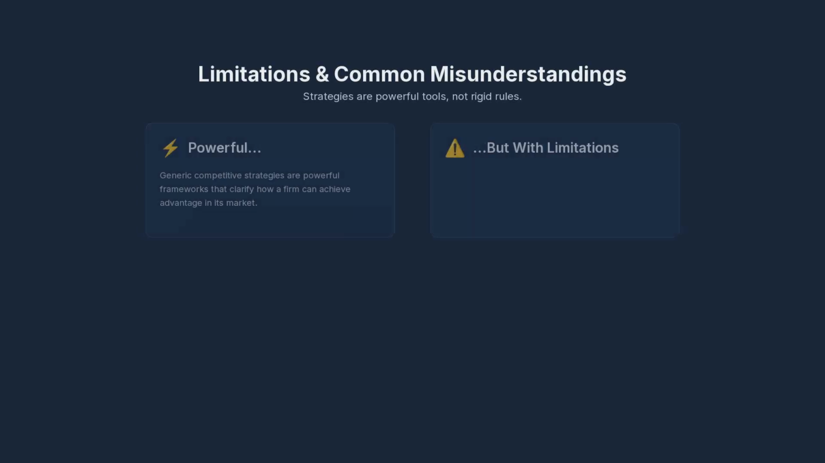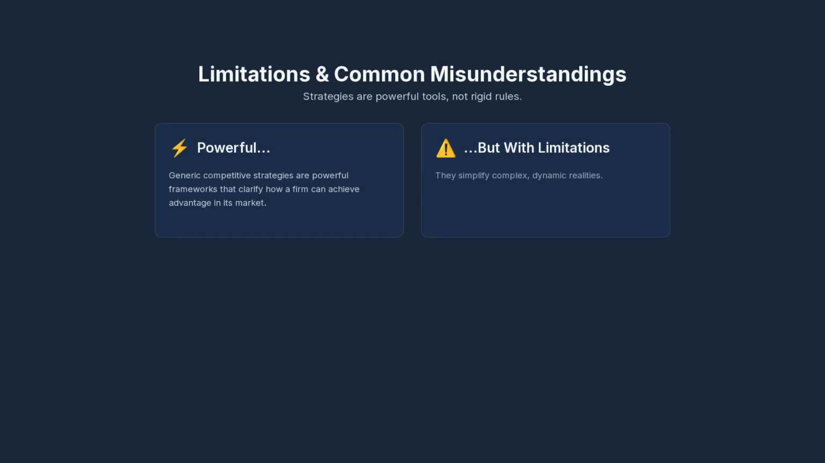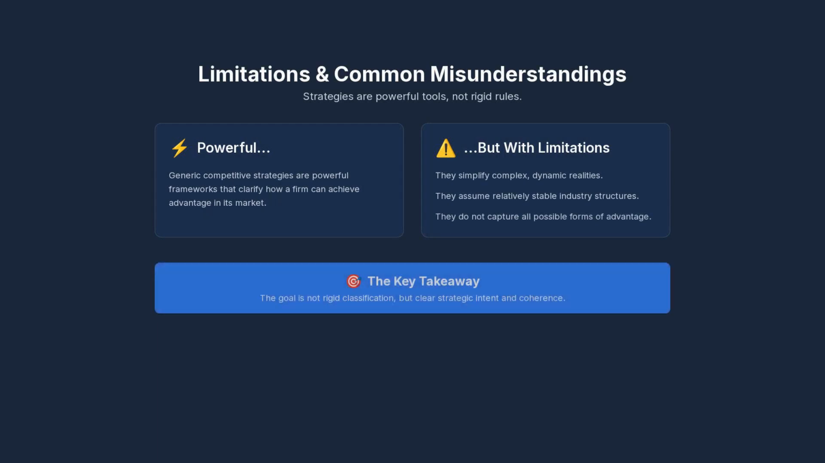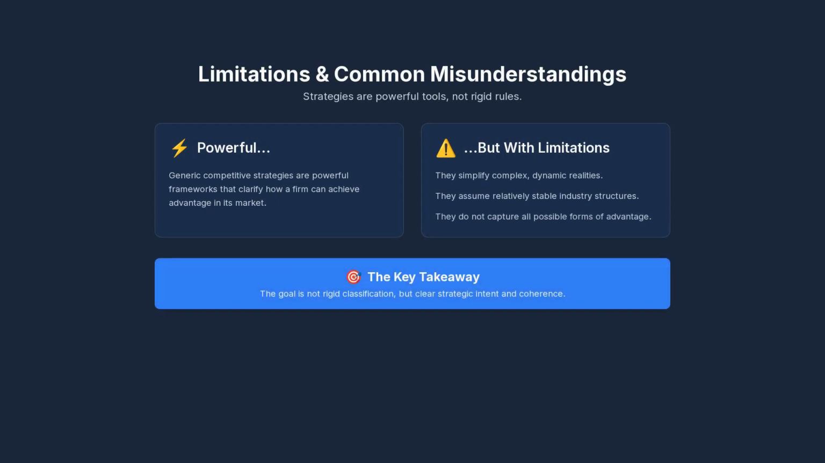Generic competitive strategies are powerful, but they also have limitations. They simplify complex realities, assume relatively stable industry structures, and do not capture all forms of advantage. In practice, firms may combine elements carefully, but without losing strategic coherence. The key is not rigid classification, but clear strategic intent.